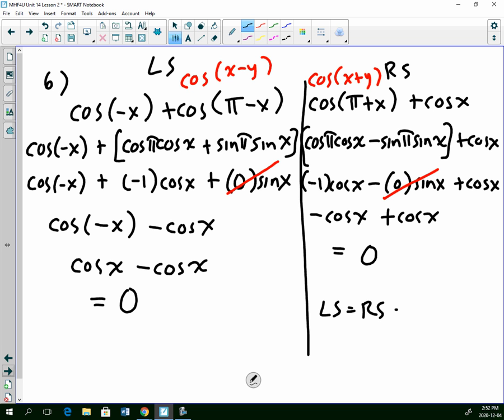So that one's a little tricky, right? We have some compound angles, and we have to know that cosine(-x) is the same thing as cosine x, and we also need to find values like cosine pi and sine pi.